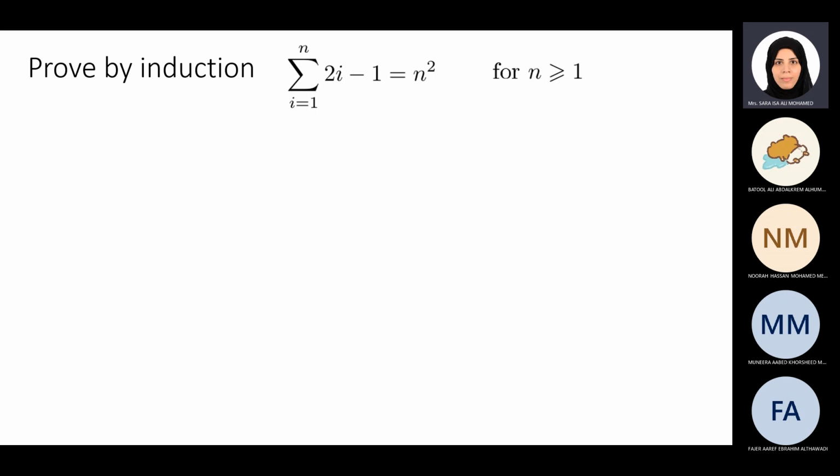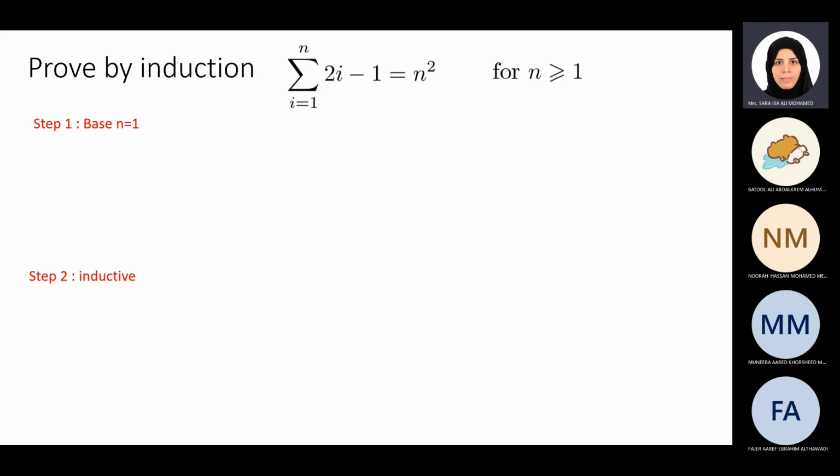Now, if I want to solve by induction, whether it is a summation or a product, how to do the steps? We said the first step is the base. This is step number 1. You should check the base condition. If it's true, you can continue. If the base is false, it means you cannot prove by induction.